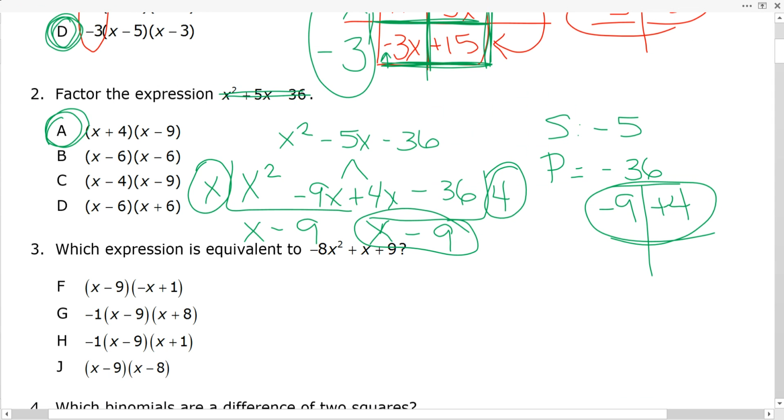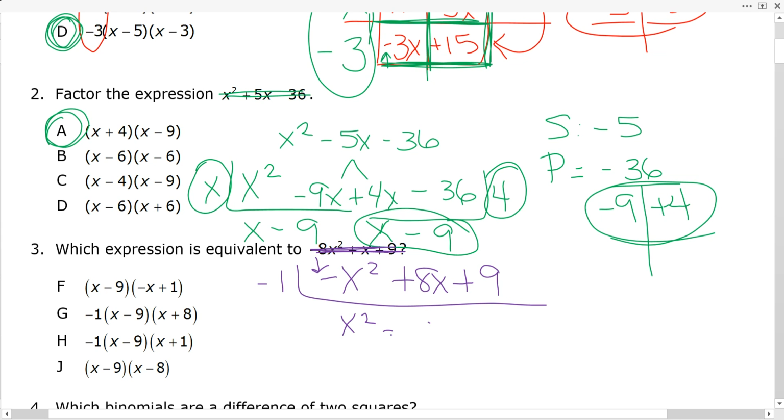Okay, number 3, I also made a mistake. And the H should have been in the middle. So let's have -x squared plus 8x plus 9. Again, we have that leading negative, which we do not like. So I'm going to divide everything by -1, and I end up with x squared minus 8x minus 9, which means that one of G or H is going to be my answer.